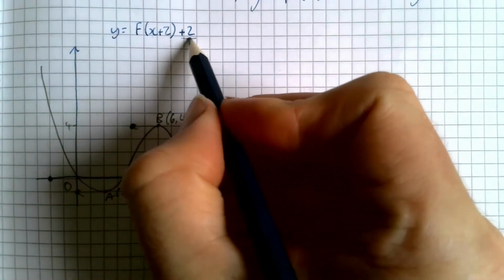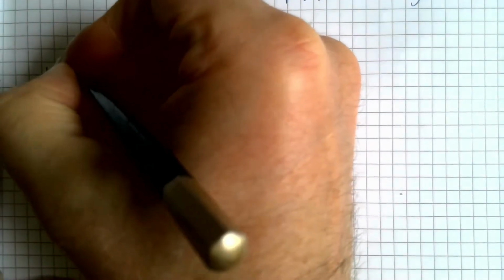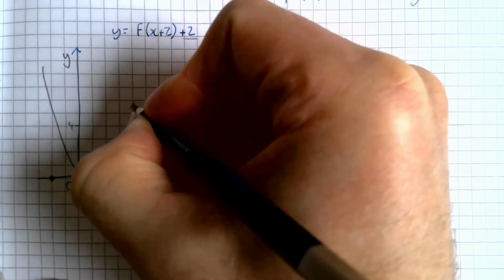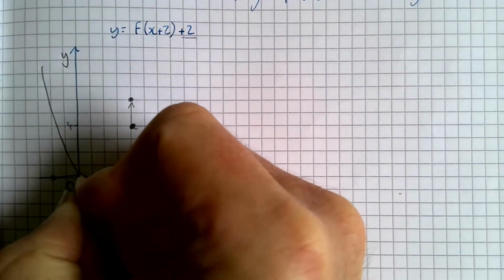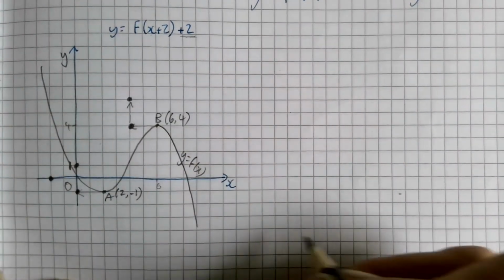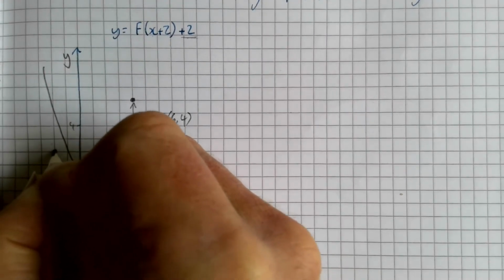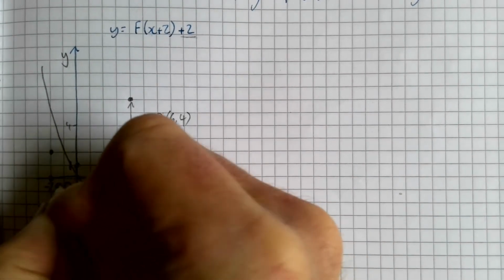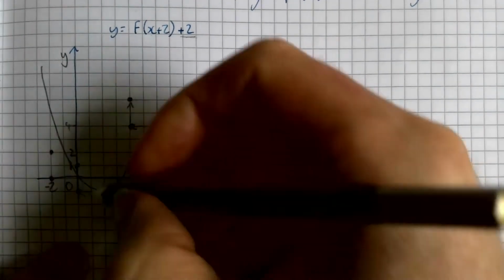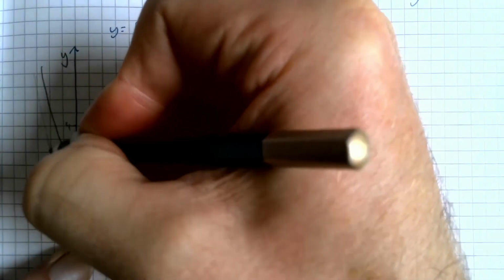Then what's happening? We're adding 2. Well, if we add 2 afterwards, that's an effect on the y axis, isn't it? So we're moving up 2 to there, up 2 to there, which is at 1, isn't it? And then up to here to the point negative 2 and 2. I know all of those points, and I can sketch those in.